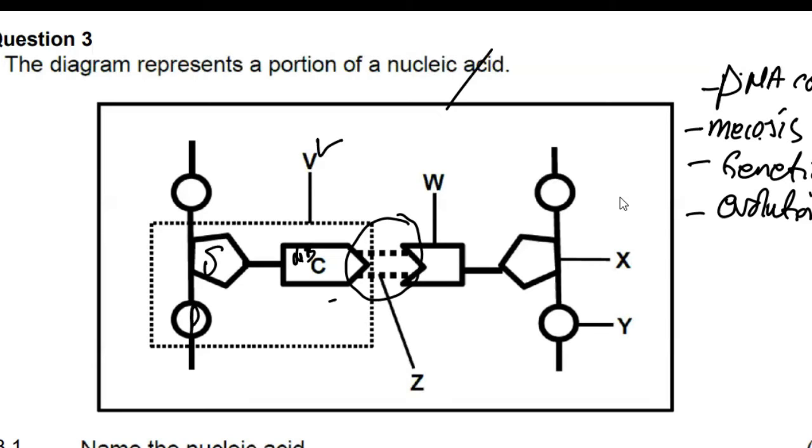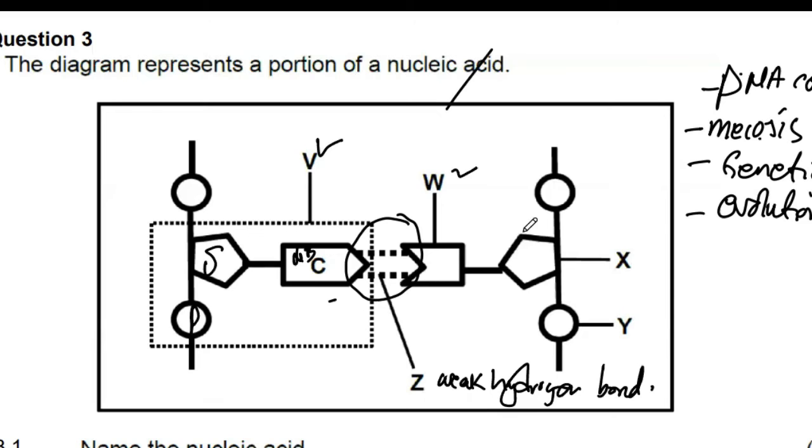Then Z is weak hydrogen bond. Use the word weak. We want to see the word weak, then hydrogen bonds. Weak hydrogen bond. And then this is a nitrogenous base. And then this is a sugar molecule, which in this case is deoxyribose sugar. And then Y is the phosphate group, as we saw it here.